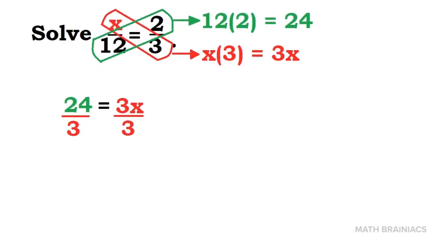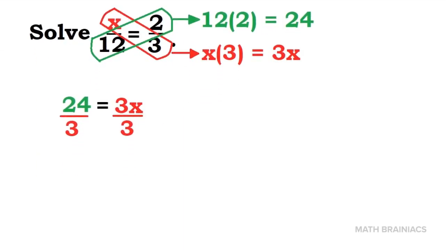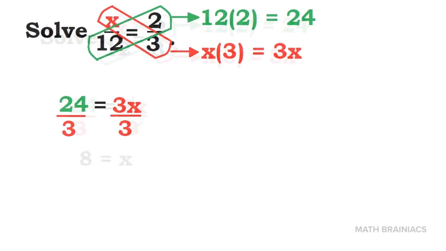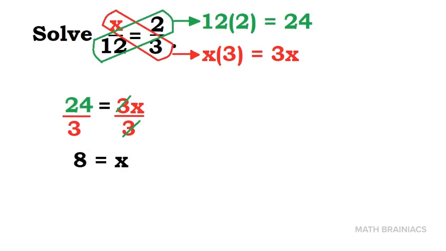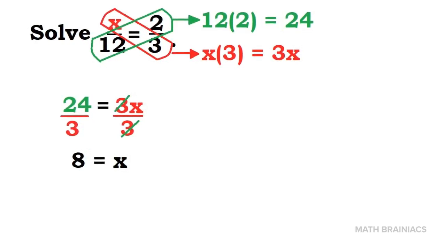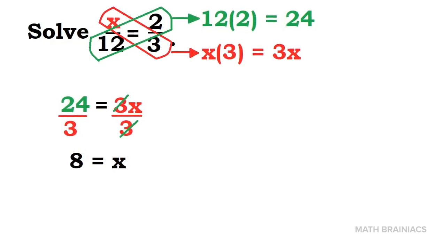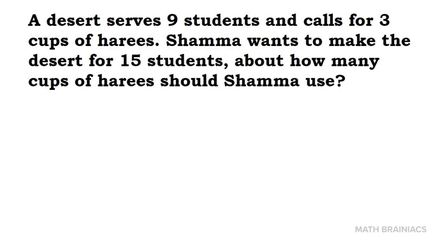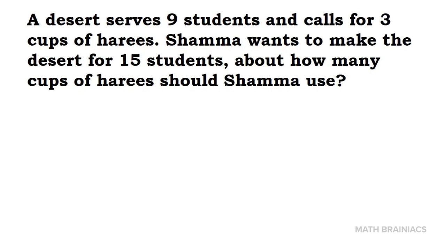We need to eliminate 3 on the right side so that we can solve for x. Therefore, we can divide 3 on both sides. At the moment, we can cancel out the 3 on the right side, and 24 divided by 3 is equal to 8. Therefore, x is equal to 8. It is easy, right? Let us work on another example so that you can understand it well.